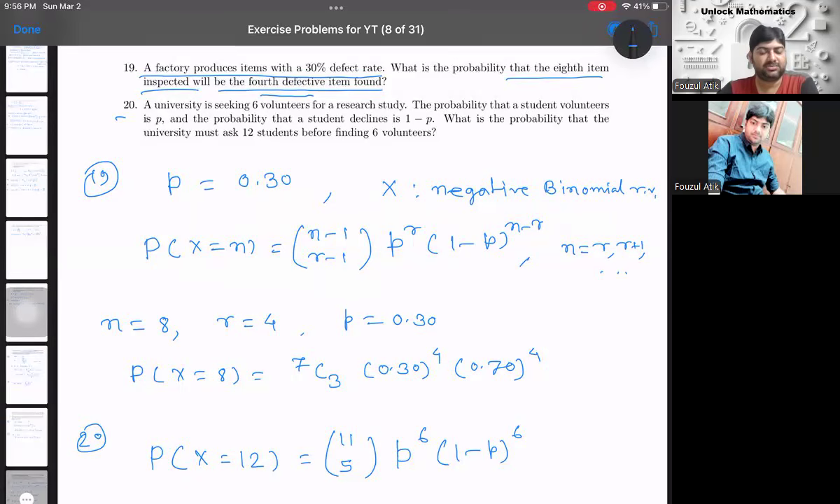I hope you understand these problems. I hope you will be able to understand which random variable will follow which distribution. So you can practice a few more problems like this.